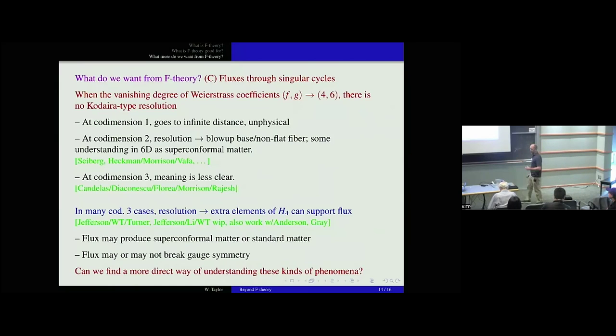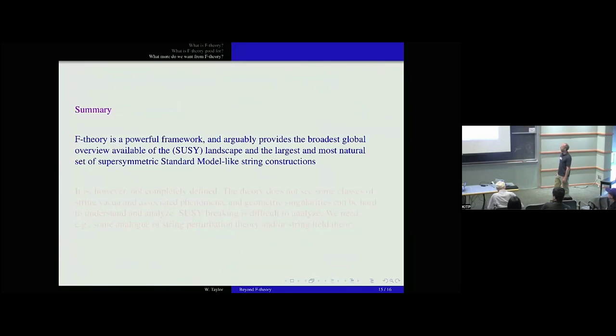So there are 3 ways in which the singularities in F-theory really resist a clear understanding, in part because of the absence of a full definition of the theory. So I think I'm almost out of time, so let me just summarize. F-theory is a very powerful framework. Arguably, I would say it provides the best and broadest global overview of the supersymmetric landscape and the largest and most natural set of supersymmetric standard model-like string constructions. I'm happy to debate those statements with anyone offline.